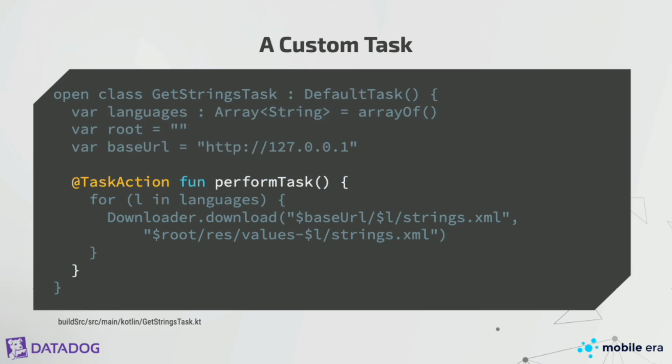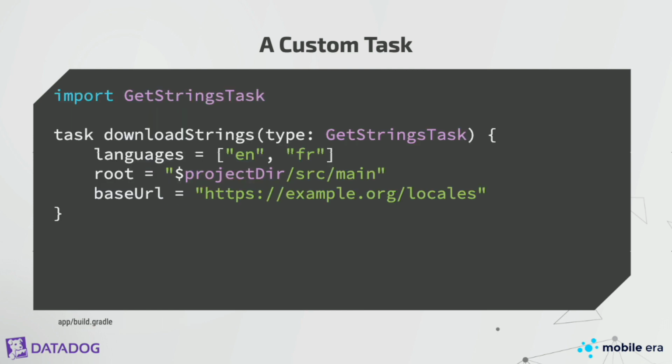And when you're writing a task, there is just this main method. You can name it whatever you want, but you have to have the annotation TaskAction on it to say, this is what my task does. And here it's pseudocode, but basically for every language I have in my list, I'm going to download from my URL. So I construct the URL, I construct the local file path, and I'm just going to download it from here to there and have it in my folder.